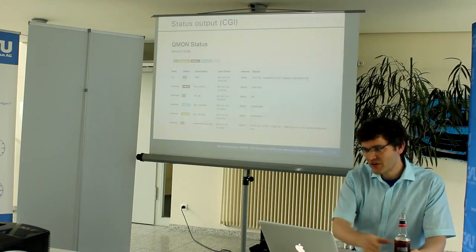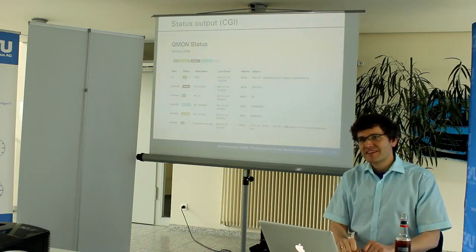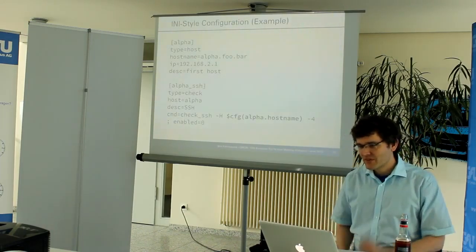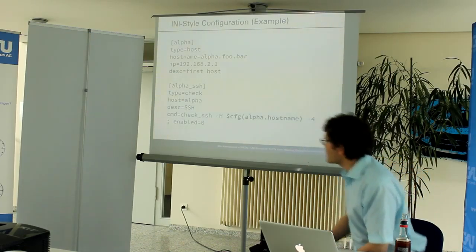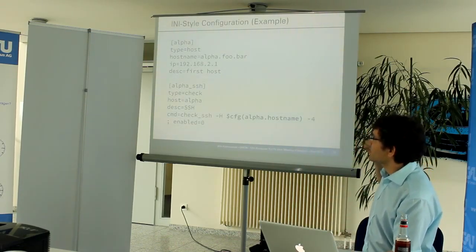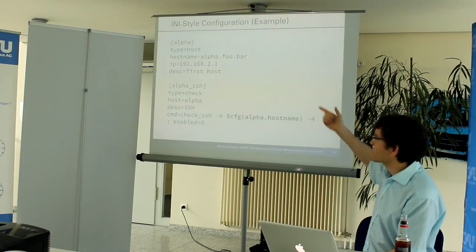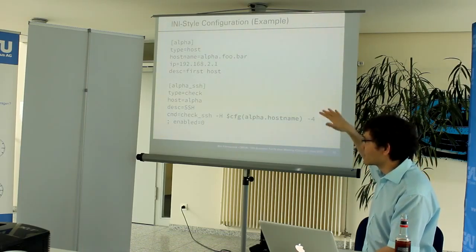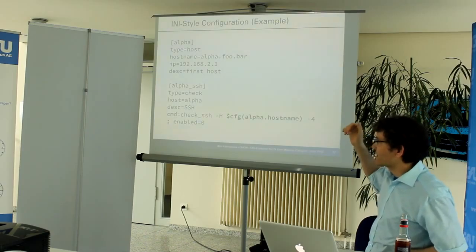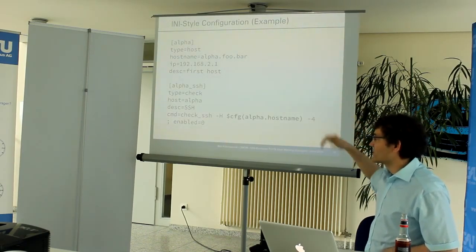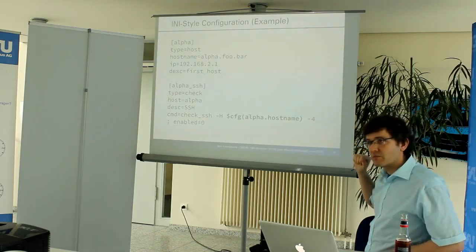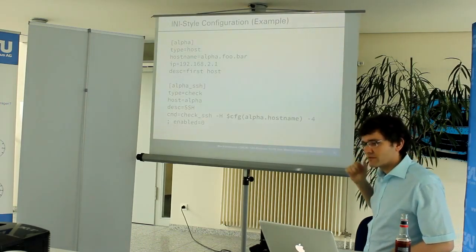Okay, as I said before, I do like editing ini files. So here we are. I've come up with an ini style configuration, very straightforward. You see a host definition over there called alpha, and then you can have several checks for the host. In that case, alpha SSH. You just use type host or type check, and then a few descriptions and a command. Command is just executed. That's it.